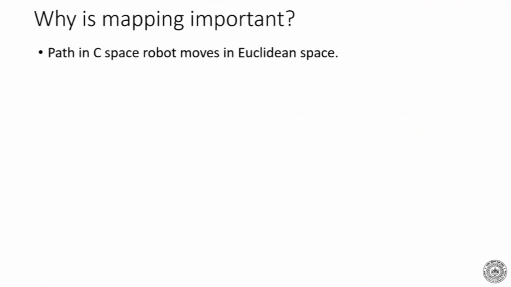Now, why is mapping important? It's very easy to understand why mapping is important, because in the case of the serial arm, I'll just give an example of the mobile robot also.